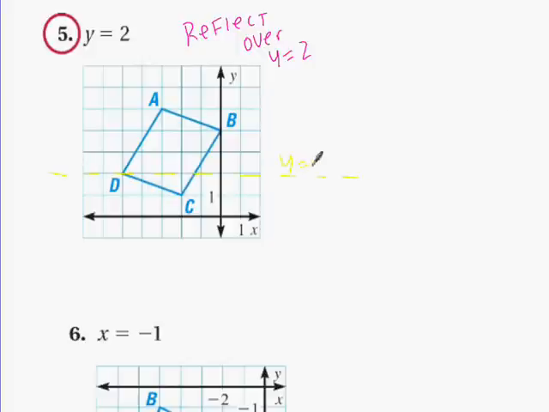So my first point, I'll take D. Oh, but D is itself. D prime is right on the line of reflection. You don't have to change it. How far is point C away? So we go 1 away, then we go 1 up. So all of a sudden that's C prime.